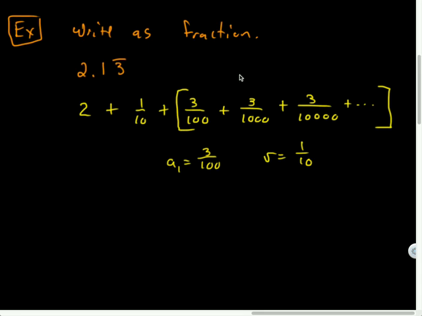So this list, by the way, is the same as 0.03 repeating, is what this is representing. So it's just the 3 that's going forever. So let's find the sum of that list. S sub infinity is going to equal 3/100ths divided by 1 minus 1/10.